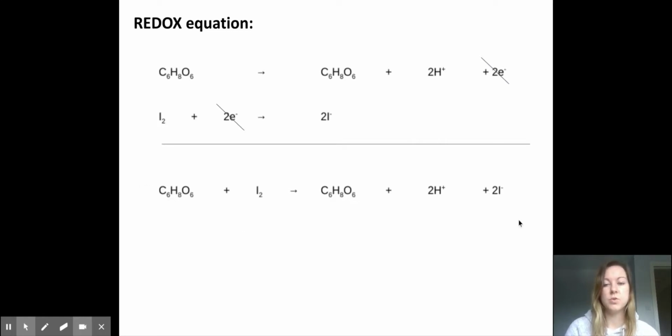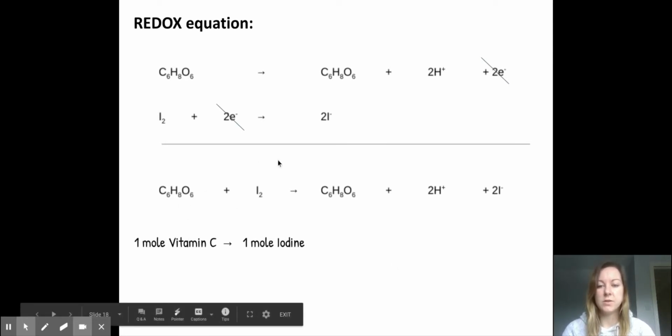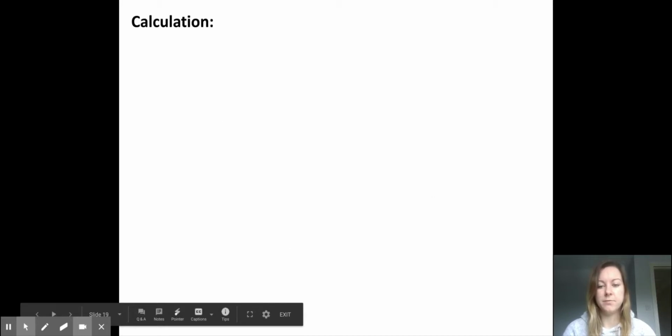And we're going to use the ratio of moles of vitamin C to iodine to try and calculate the concentration. So from this, we can see that 1 mole of vitamin C reacts with 1 mole of iodine.